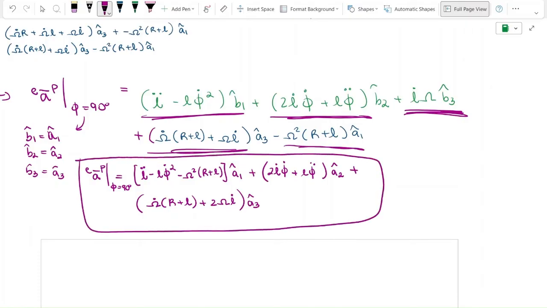Whew, okay. This is the correct expression, but let me just check in case I am sorely wrong. Phi dot squared. Yep, this is correct. Okay, yay.